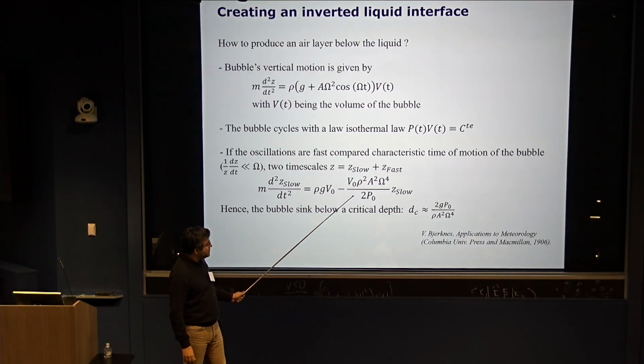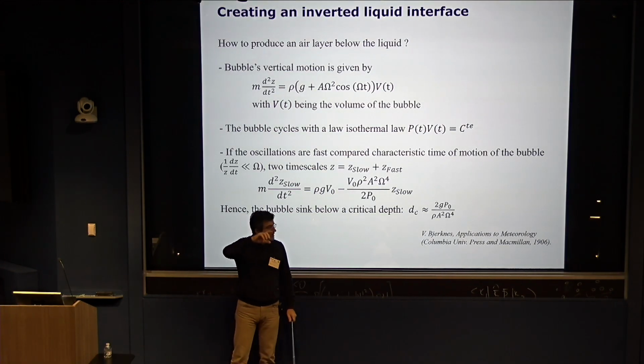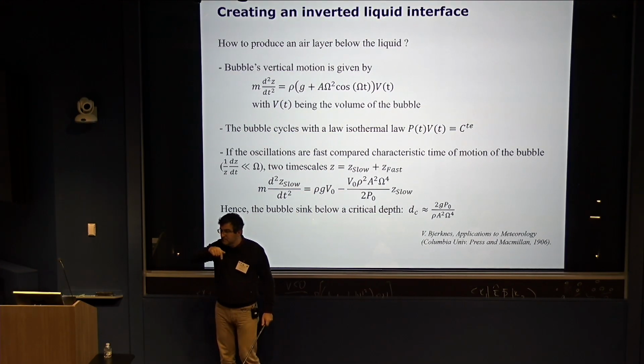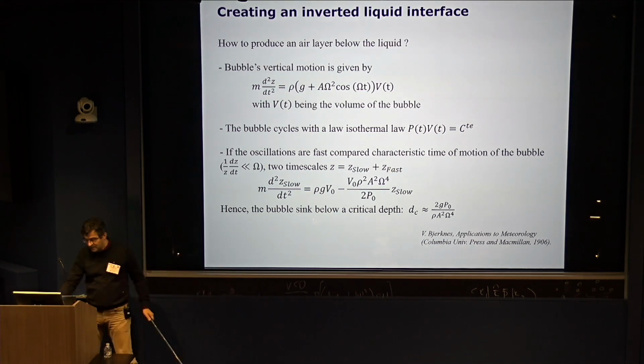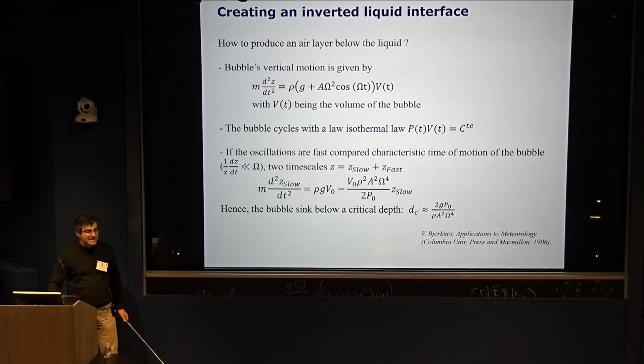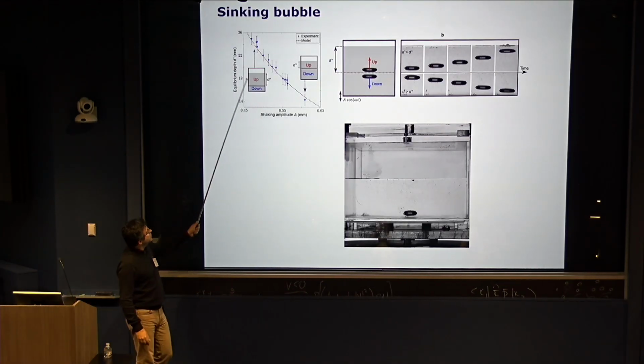And writing this equation, you realize that you've got a depth, which we call dc here, and that if you shake sufficiently, the droplet will sink. Is it really 1906? Yes. Okay, so you see, you can do the theory.